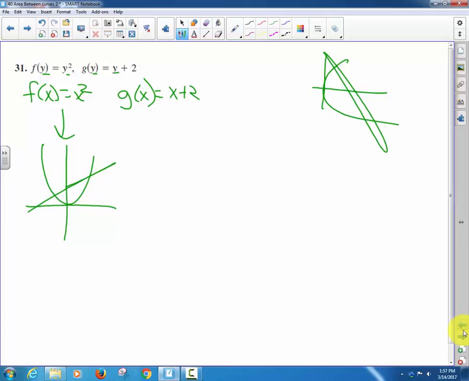Questions, comments, observations? All dealing with the area, as long as you find the area through proper integration techniques, I don't care which way you attack it there, okay?